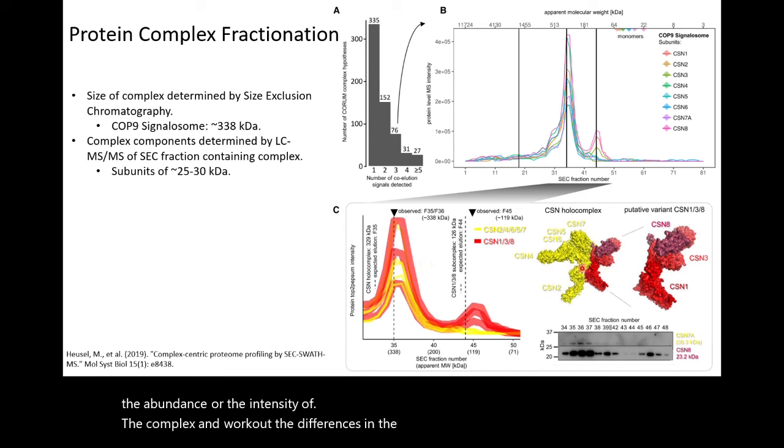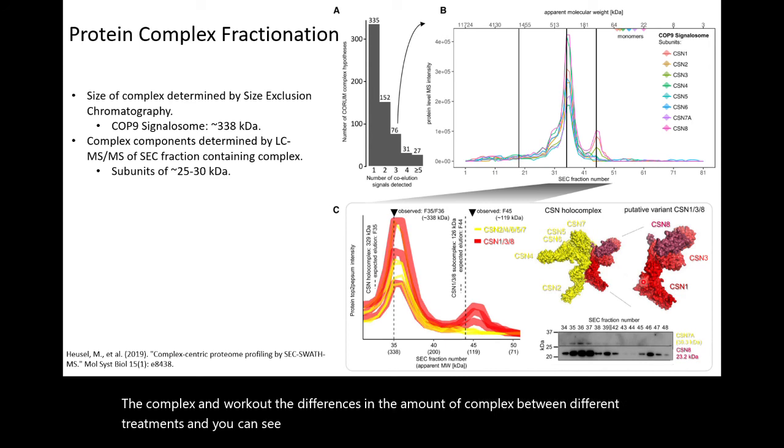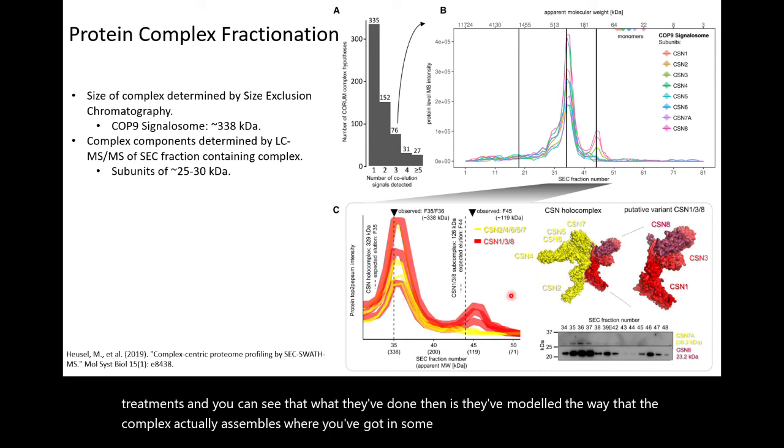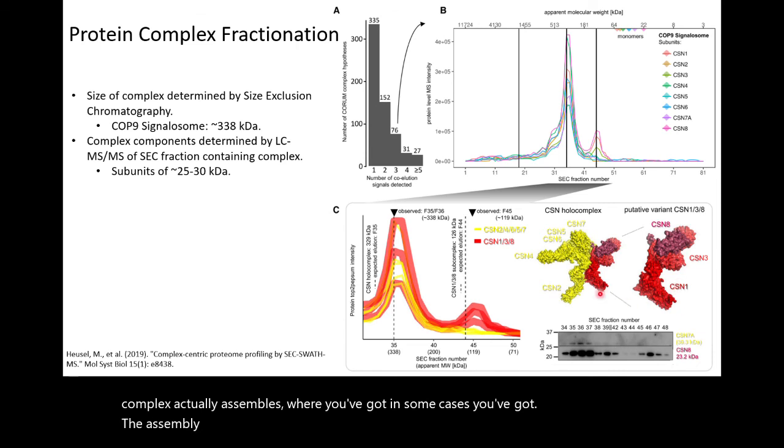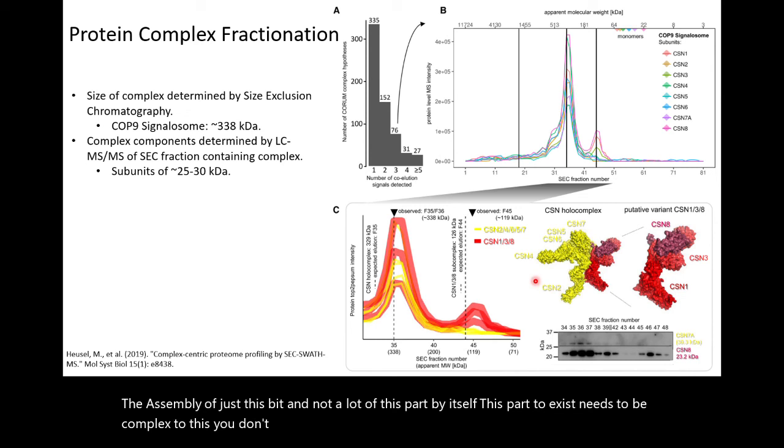And you can see that what they've done then is they've modeled the way that the complex actually assembles, where in some cases you've got the assembly of just this bit and not a lot of this part by itself. For this part to exist, it needs to be complexed to this. You don't see this part of the complex by itself in the size exclusion chromatography.